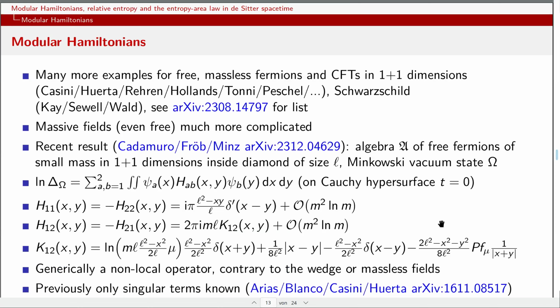So what one sees from this example is that the modular Hamiltonian in general will be a non-local operator. For the cases before, it was always a local transformation, but in general, it will be something non-local. And this result generalizes some earlier result of well-known names from 2016, where they computed only the singular terms, namely the deltas, and this one here. Yes.